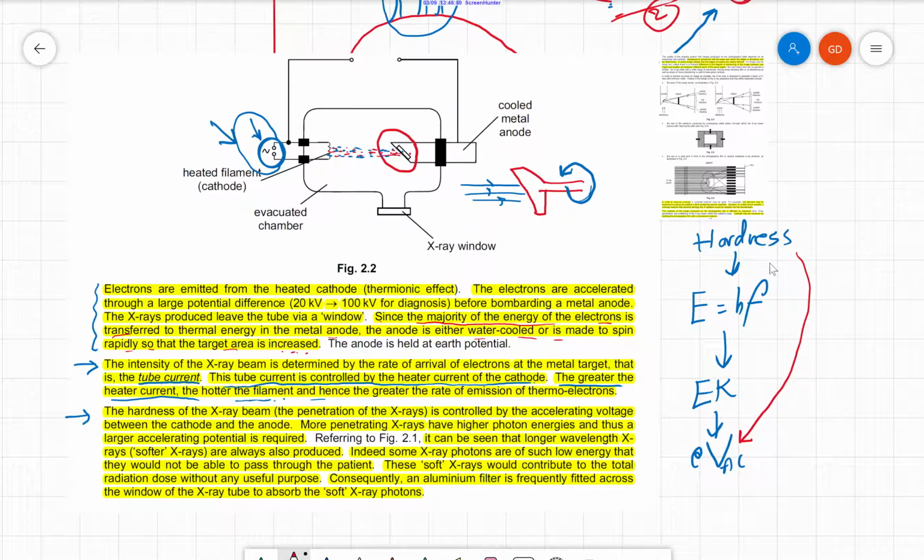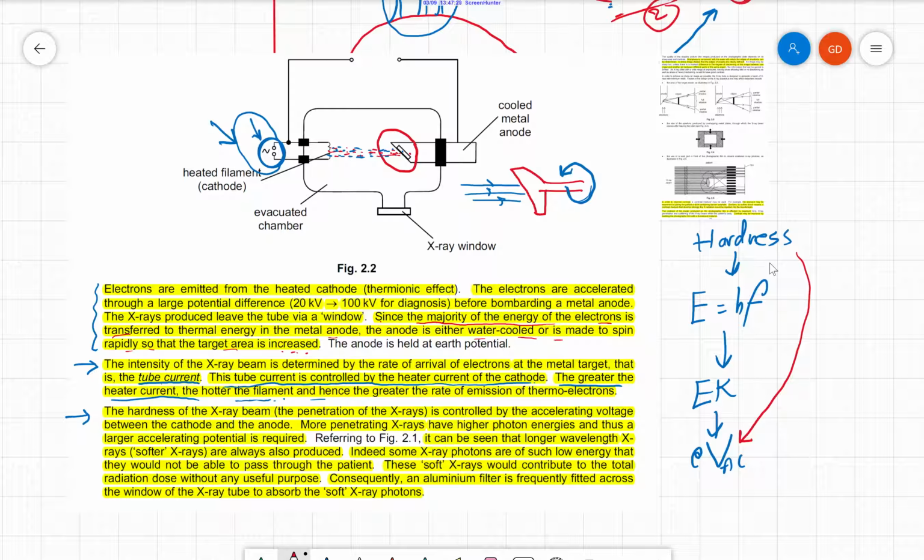As we read here, it can be seen that longer wavelength X-ray is called the softer X-ray. This is what we don't need. Actually, X-ray with a longer wavelength is the X-ray that we don't need. We need X-ray with smaller wavelengths, harder, or larger frequency, which is controlled, as I said, by the anode cathode voltage.